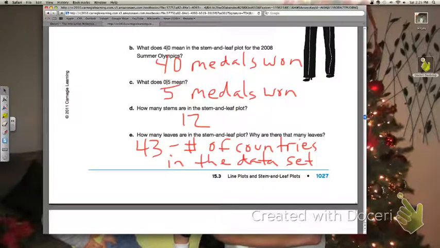In looking at the answers then to B through E, letter B should have had 40 medals won. Letter C, that means that there were 5 medals won. There were 12 stems in the stem and leaf plot for letter D. And then for letter E, there are 43 leaves in the stem and leaf plot because that is the number of countries that are represented in the data. And like we just talked about earlier, remember that however many numbers are in the leaf side of the stem and leaf plot, that's going to represent the total number of data points that you see in the table.